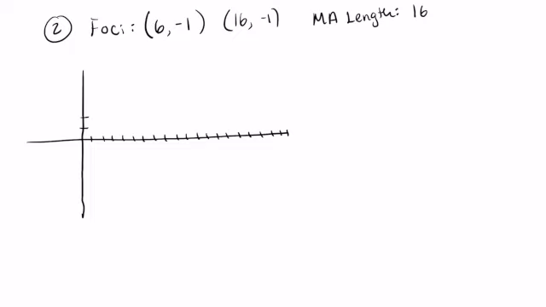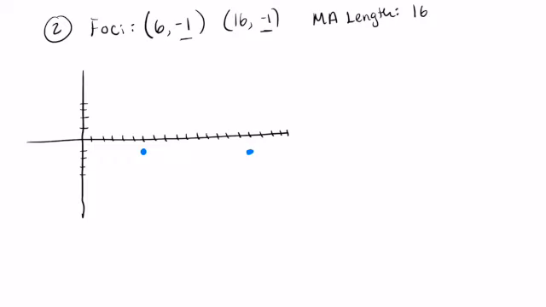And then 1, 2, 3, 4. I don't need to go any higher or lower than -1, so I'm going to stop it there. And I'm going to plot my foci. So I have a foci at 6, -1. And then I have a foci at 16, -1.